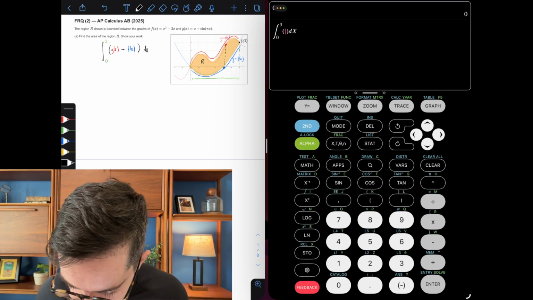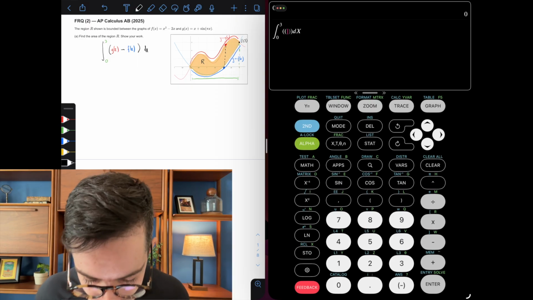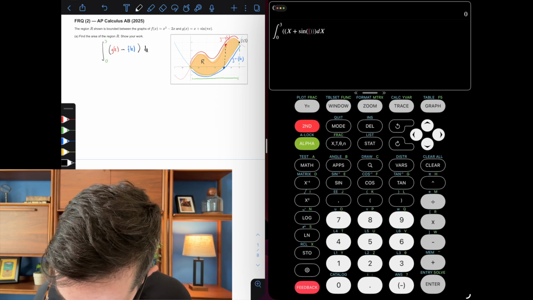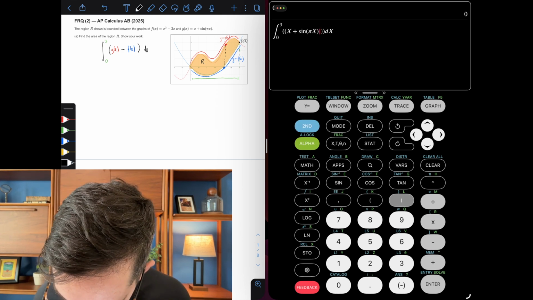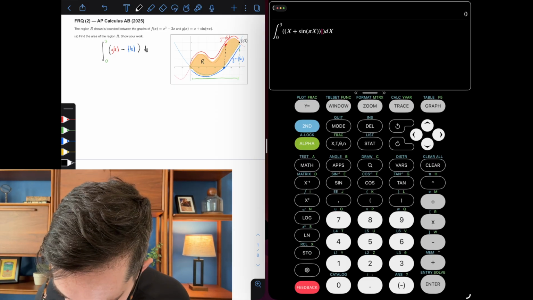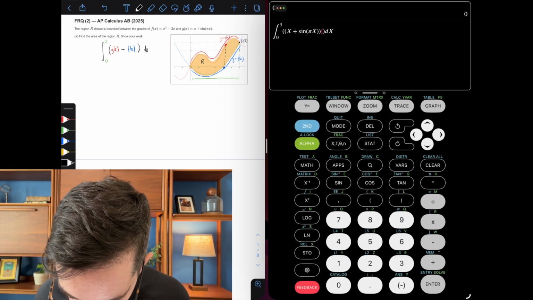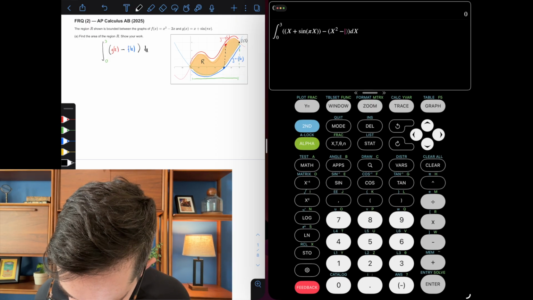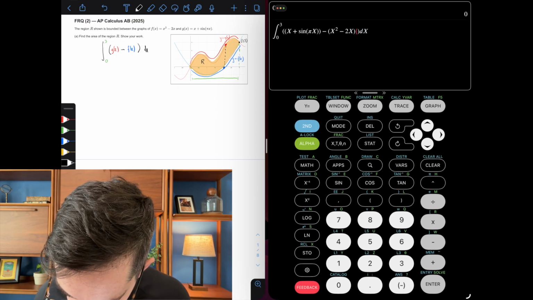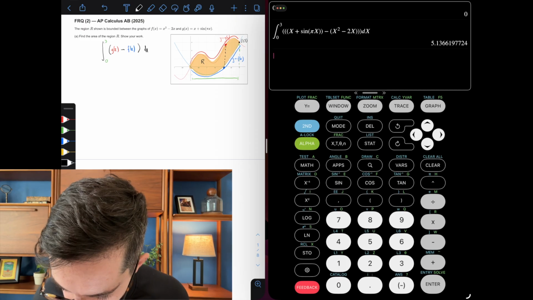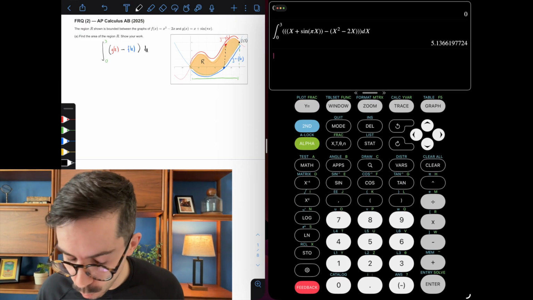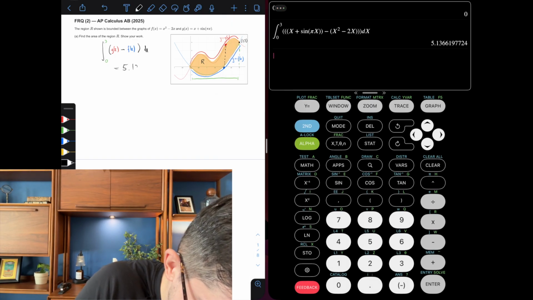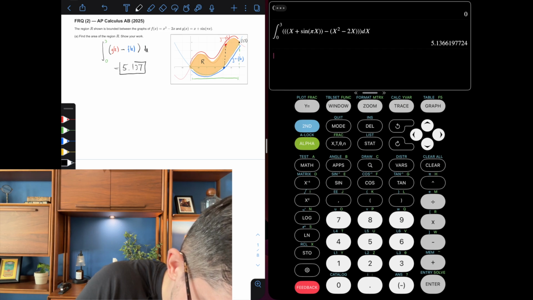So I need to type in my limits of integration from 0 up to 3. The rule for g of x, okay, I'm going to use parentheses to keep everything nice and separate. So g of x is x plus sine of pi times x, close parentheses, because now I want to subtract the rule for f, which is just x squared minus 2x. Close all my parentheses. Now, my final answer is 5.137 when I round it to 3 decimal places.